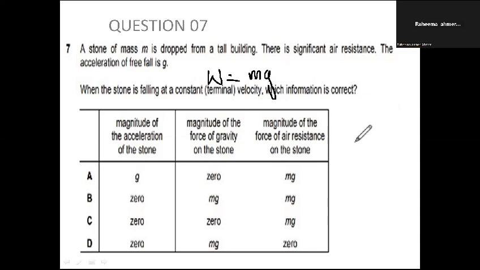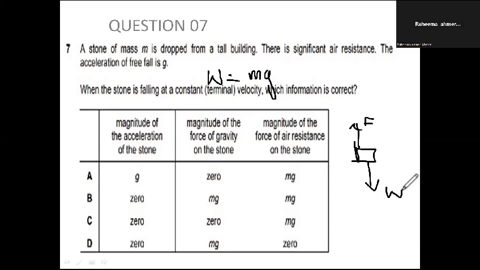Okay, I would like to show you this. See, there are two forces acting on the object as it is falling downwards. The force of air resistance must be opposing its motion, right? It must be acting upwards as the object is falling downwards, and the weight of the object always acts downwards. So this is the force of air resistance, and this is your weight.